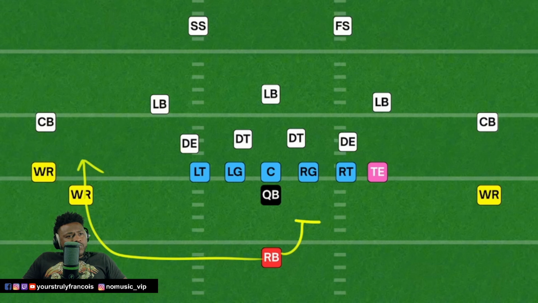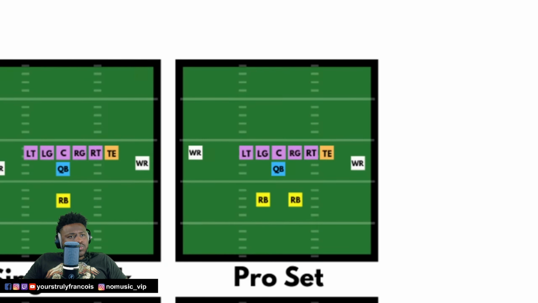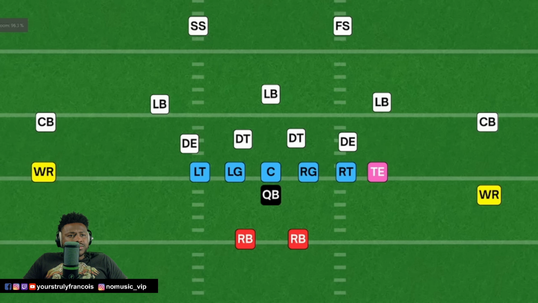Modern NFL teams use variations of the single back on about 40 to 60% of their plays. It's become the foundation of many offenses because it offers the most flexibility with personnel and play calling. Pro set. Picture the single back formation, but split those running backs on either side of the quarterback. That's the pro set, and it was the standard formation for decades.